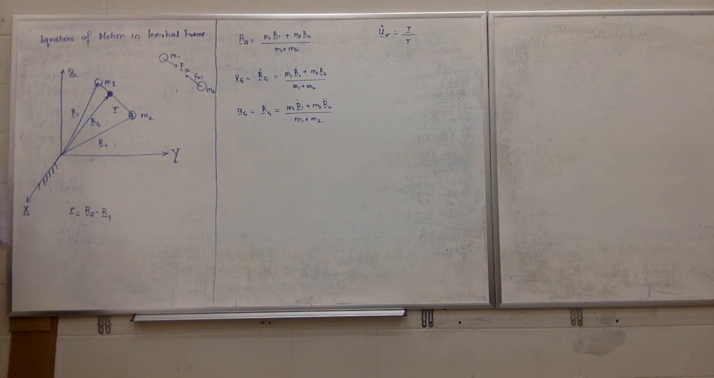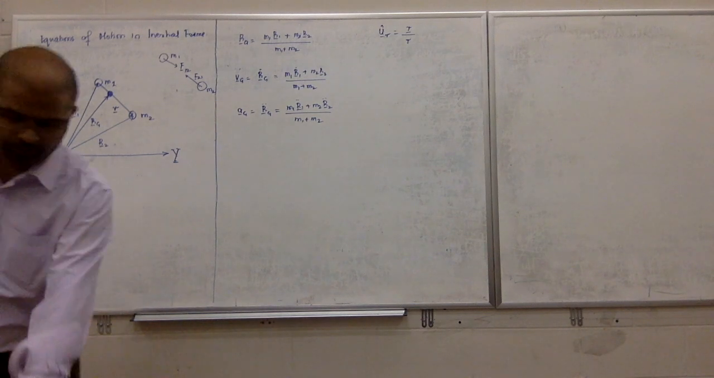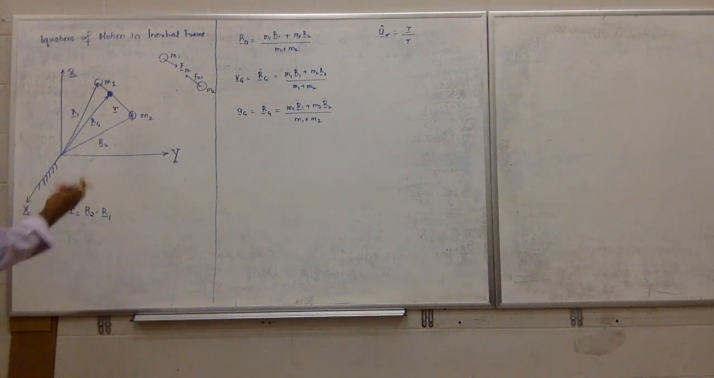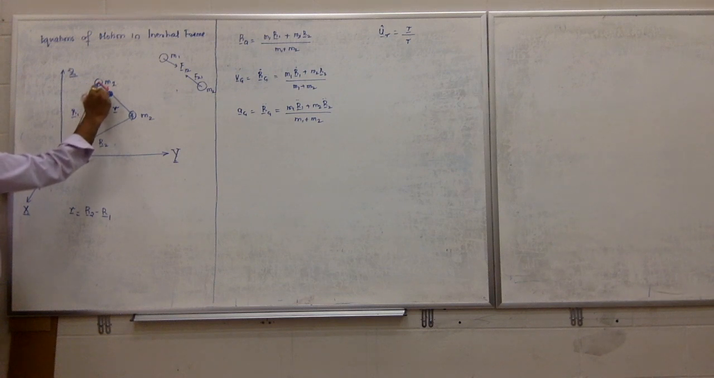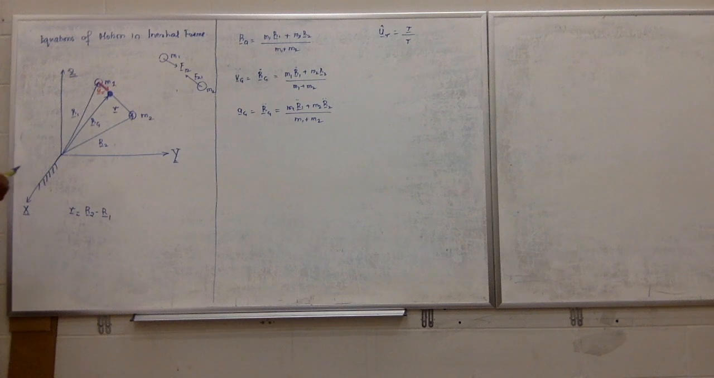Got it? This would be UR. Okay? The unit vector which shows you the direction of M2 with respect to M1. Got it? It's a direction vector. And it is essentially R, this vector, divided by its magnitude.